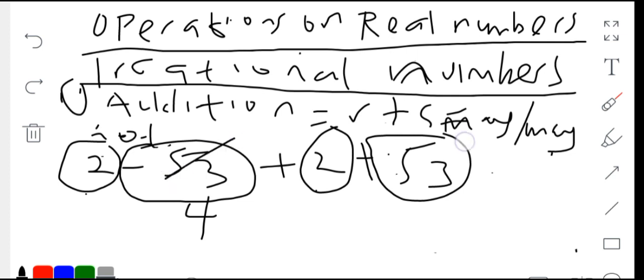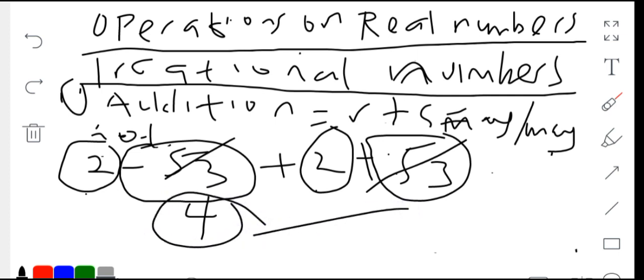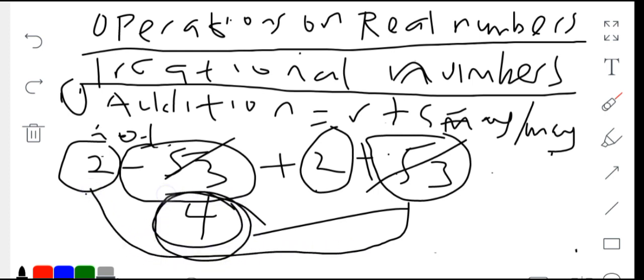And these two will cancel out one another, because plus and minus cancel each other. You are in debt of 3 and you have 3, so the debt will cancel, and you have nothing again. So that means our answer is going to be 4. So here, addition of two irrational numbers gives us a rational number. So addition of irrational plus irrational might give us a rational or an irrational number.